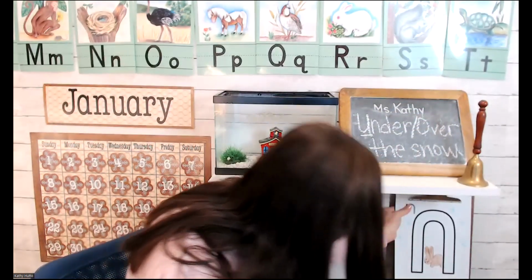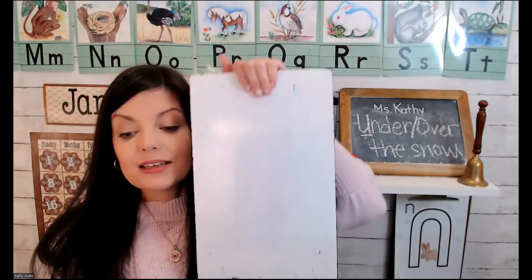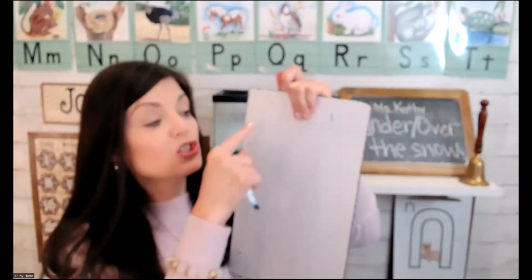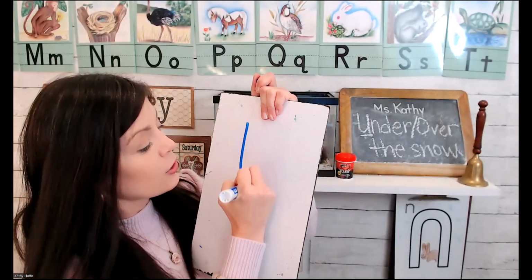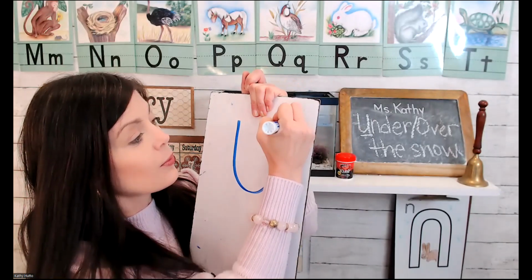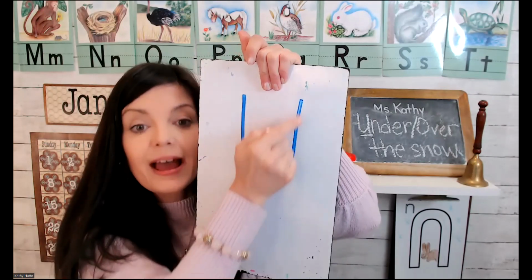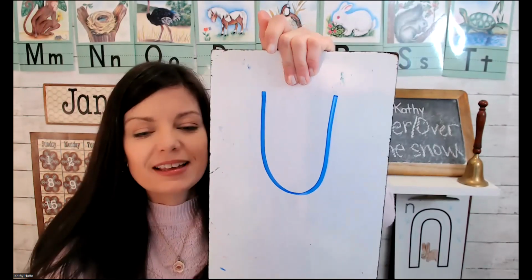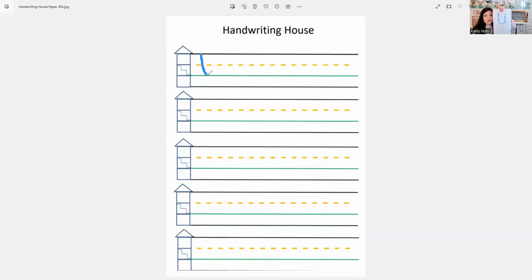So now that we can recognize letter U, let's practice writing it. To write letter U, we're going to start at the top. We're going to go down and curve around and then right back up to the top. Down and curve around and up. Do you want to practice writing letter U? You can start at the top, go down and curve around, and then go right back to the top.